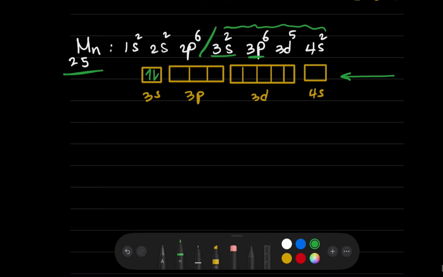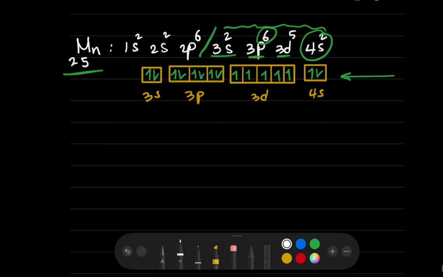For 3p, we have to fill 6 electrons: 1, 2, 3, and then 4, 5, 6. Then we get to the 3d and we have 5 electrons. We put them like this: 1, 2, 3, 4, 5. And we go to the 4s, which has 2 electrons at that point. Now I want to ask you some questions.